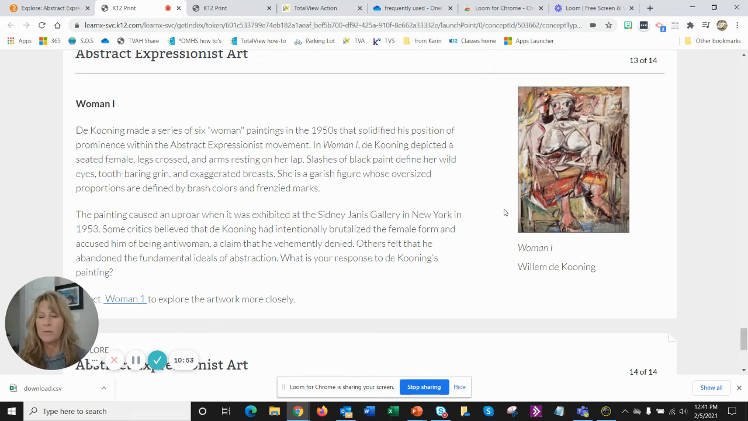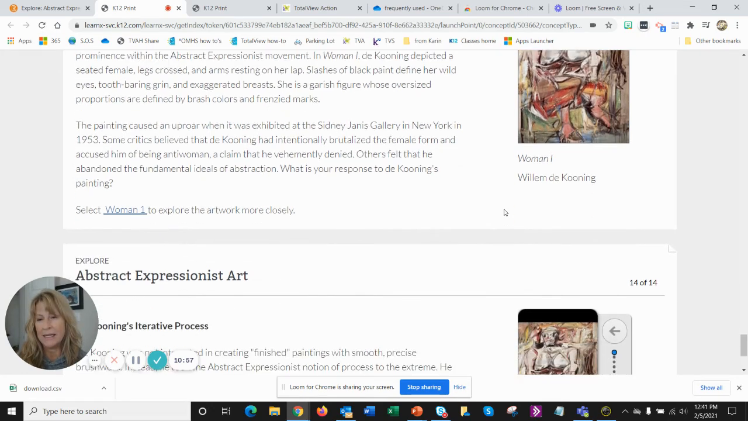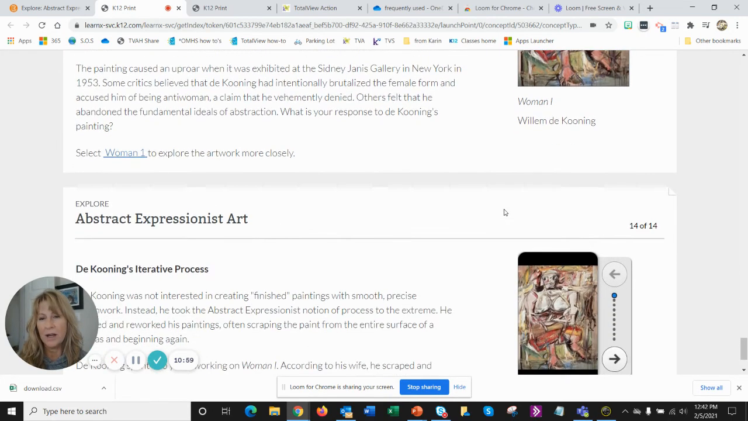She is a garish figure whose oversized proportions are defined by brash colors and frenzied marks. So that means those marks were put down quickly and in a hurry, and you see that energy in the painting. The painting caused an uproar when it was exhibited at the Sidney Janis Gallery in New York in 1953. Some critics believed that de Kooning had intentionally brutalized the female form and accused him of being against women, a claim that he adamantly denied. Others felt that he abandoned the fundamental ideals of abstraction.